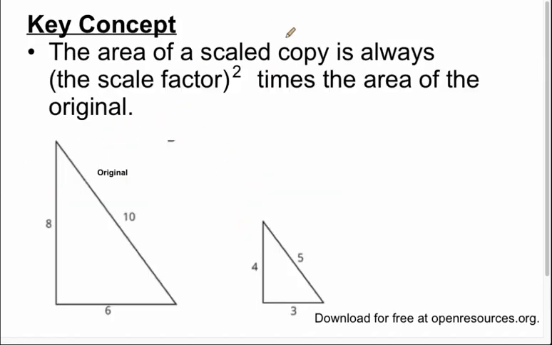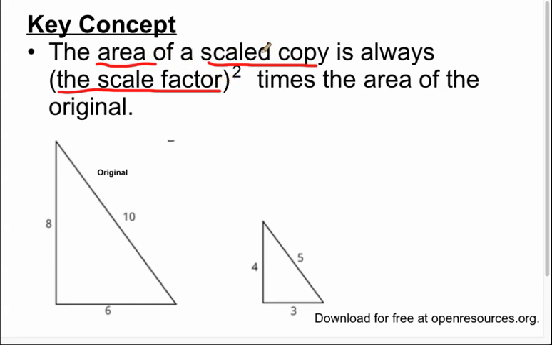Next, the other key concept that we want to think about in this unit is if we want to determine the area of a figure, we want to see how it relates to the area of a scaled copy. So this is going to be true every single time. The area of the scaled copy is always whatever the scale factor was. So if your scale factor is 5, you're going to square it. That means 5 times 5 will be 25.